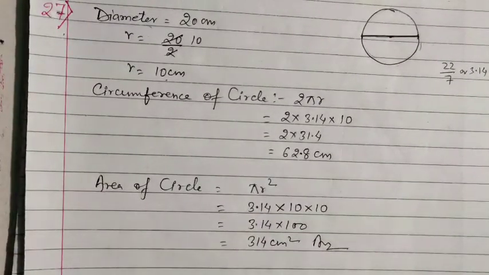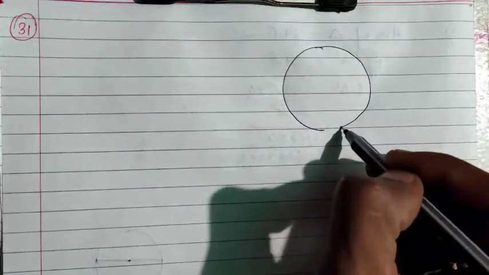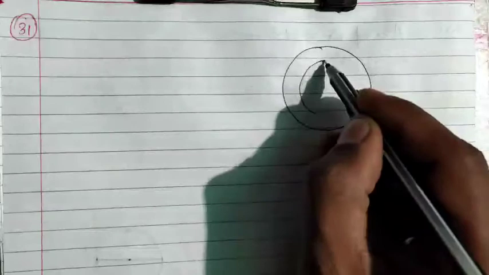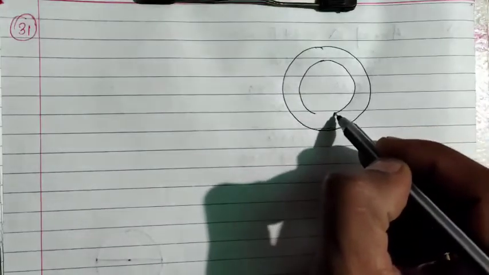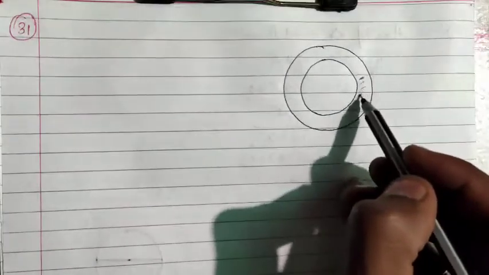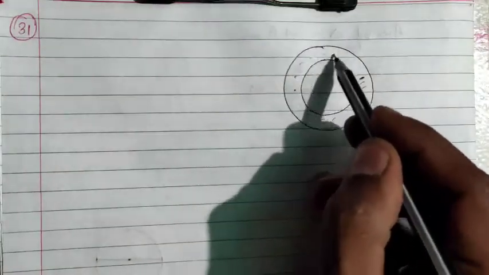Next we will be solving question number 31. Question number 31 is saying a circular racing track. As we have seen that a racing track is made by two concentric circles. Concentric circles means two or more than two circles having the same center but different radii. Here I have made two circles, and this is the racing track. This is the track in which the racer will run.